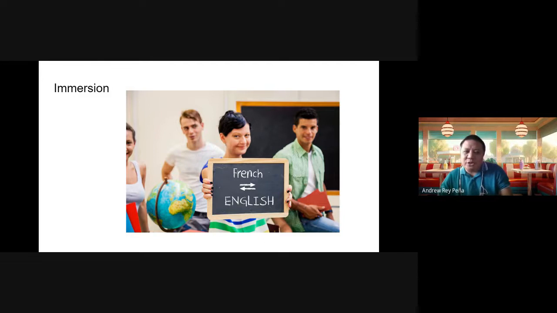Next is immersion. Immersion is a form of bilingual education that provides students with a sheltered classroom environment in which they receive at least half of their subject matter instruction through the medium of a language that they are learning as a second, foreign, heritage, or indigenous language. So they have some of their subject matter taught using the medium of a language that they are learning.